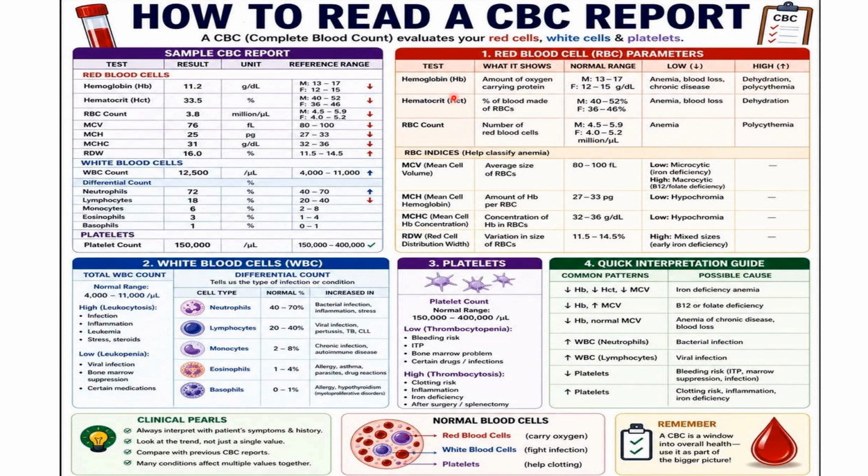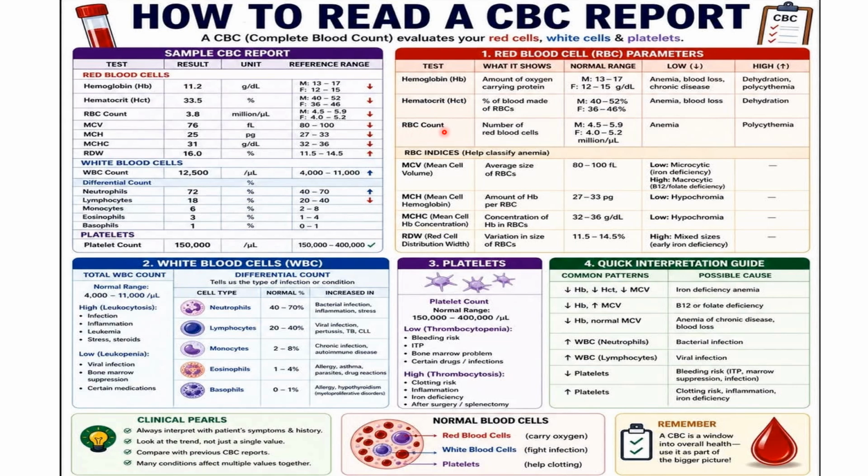Next comes the hematocrit, which is denoted as HCT. It shows the percentage of blood made of RBCs. Normal value in males is 40 to 52 percent, whereas in females it is 36 to 46 percent. Low value shows anemia, blood loss. High value is indicative of dehydration.